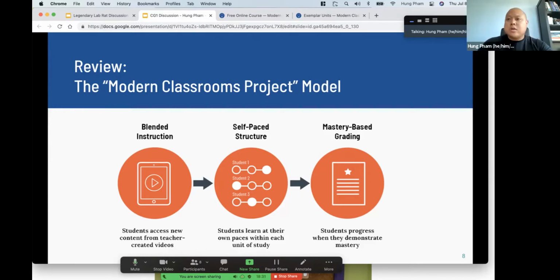Self-paced structure, where students are learning at their own pace. This does not necessarily mean that students are working on the same thing at their own pace, but within your lessons and even within your tasks and activities, you have different tiers of rigor and of volume that students can access depending on their learning level. The Modern Classroom Project has teachers provide lessons and activities that are must do, and then should do, and then aspire to do. So students self-regulate and self-select what is the best fit for their unique circumstance.